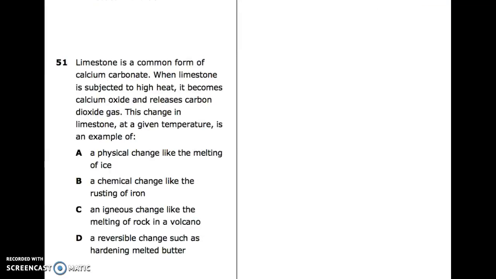51. Limestone is a common form of calcium carbonate. When limestone is subjected to high heat, it becomes calcium oxide and releases carbon dioxide gas. This change in limestone at a given temperature is an example of A. A physical change like the melting of ice, B. A chemical change like the rusting of iron, C. An igneous change like the melting of rock in a volcano, D. A reversible change such as hardening melted butter.